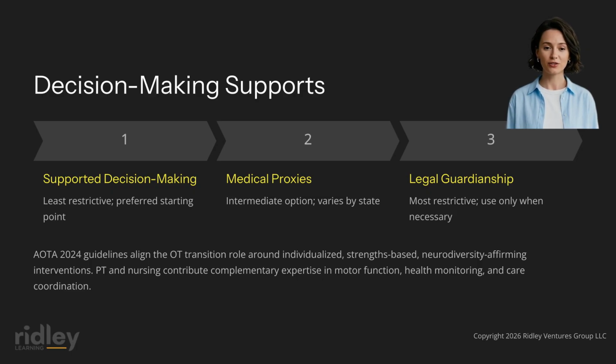The American Occupational Therapy Association's 2024 practice guidelines align the occupational therapy transition role around individualized, strengths-based, neurodiversity-affirming interventions embedded in interdisciplinary teams, with physical therapy and nursing professionals contributing complementary expertise in motor function, health monitoring, and care coordination within the same interdisciplinary framework.